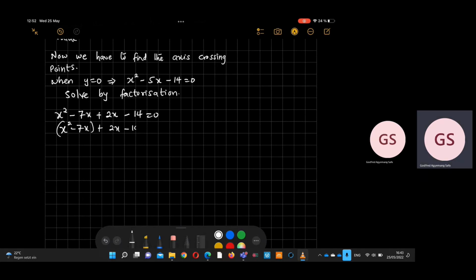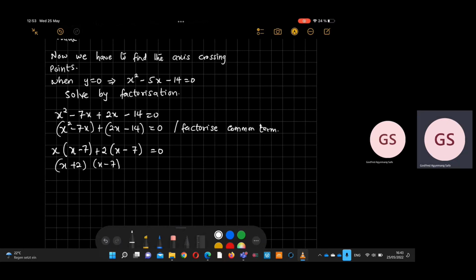Okay, so we group in two forms, x squared minus 7x in one bracket plus 2x minus 14 in another bracket, which is equal to 0. Then we factorize the common term out of the bracket. So when you see the first bracket, we have x in both terms, x squared and minus 7x. So we bring x out, then you have x minus 7 plus, then here we have 2, so we can bring 2 out, then you have x minus 7, which is equal to 0. So now you can have x plus 2, then x minus 7.